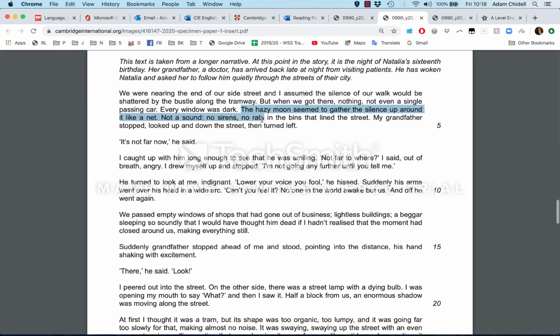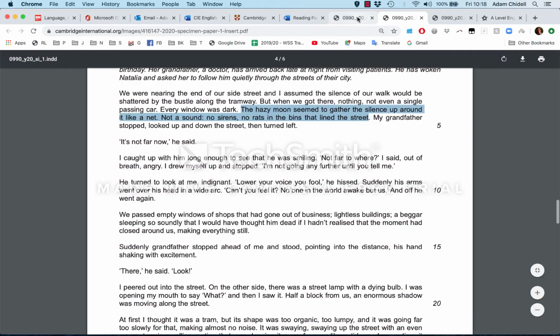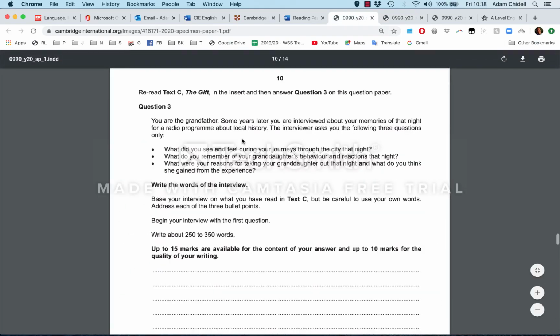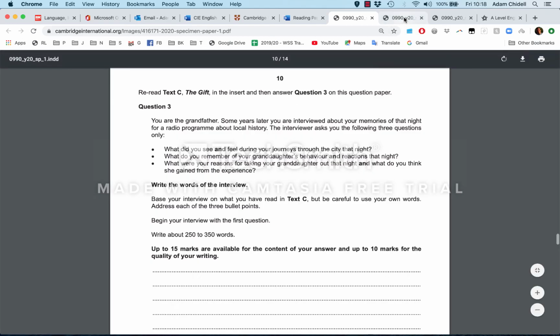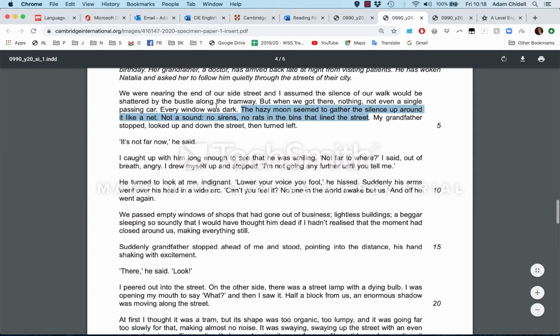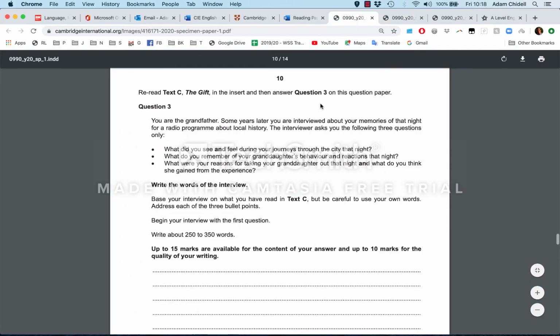Not a sound, no sirens, no rats in the bin that lined the street. So what did you see and feel? Well, you might talk about having noticed the silence. And you might think about some of the specific details that help emphasize that. You might mention, for instance, the moon, and the fact that there were no sirens or no rats in the bins that line the streets. All these details help convey what you saw and felt.